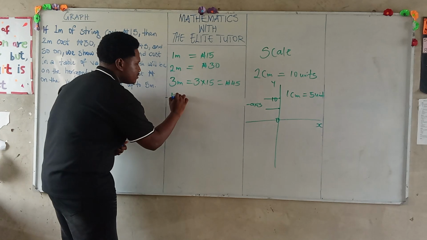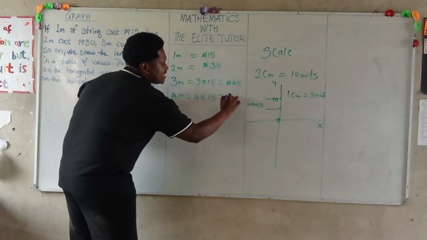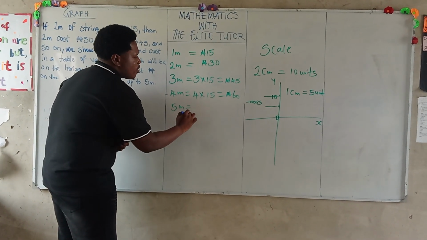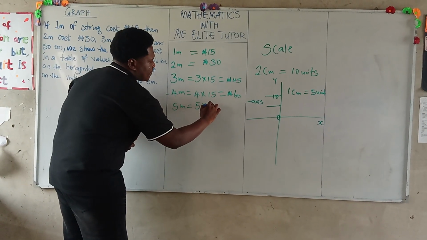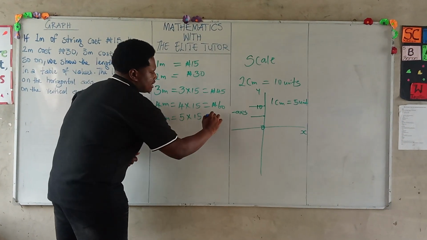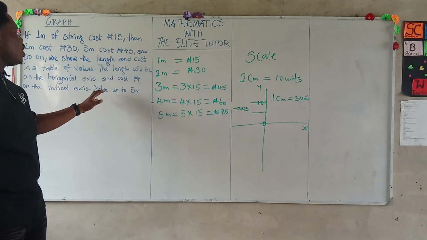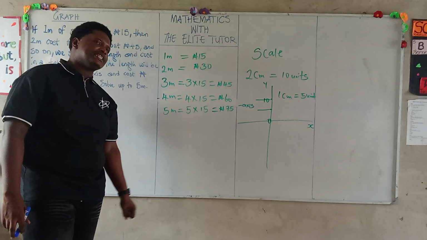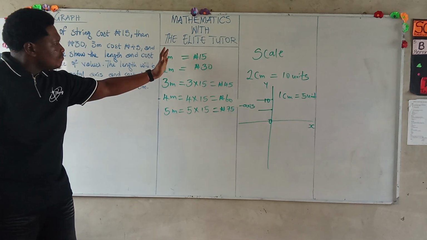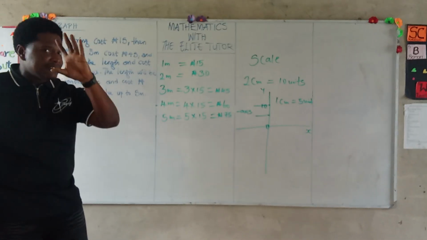4 meters will be 4 times 15, which gives us 60 naira. And 5 meter will be 5 times 15, which gives us 75 naira, because the question says we should solve up to 5 meter. So we've been able to complete the values that will be used for our graph table.